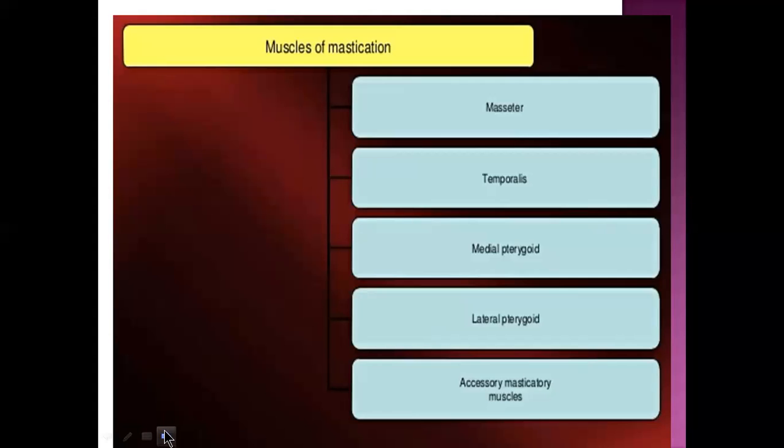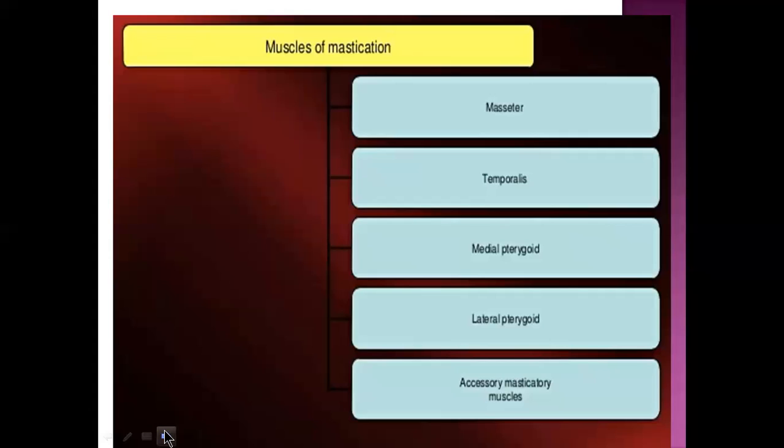Then I told you the muscles that help in mastication. Mastication means grinding your food, like the masseter. By the side of the face you'll find the masseter. You get the temporalis by the side of the head. You find the temporalis on either side.